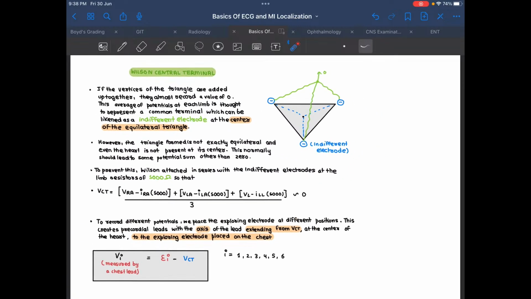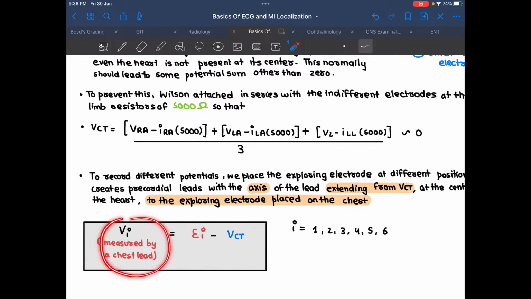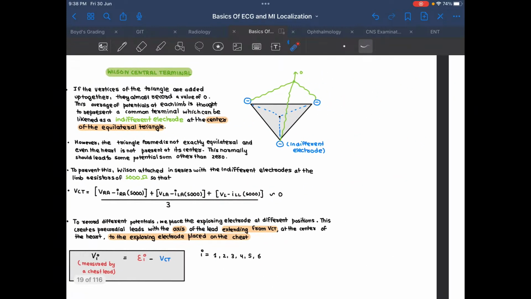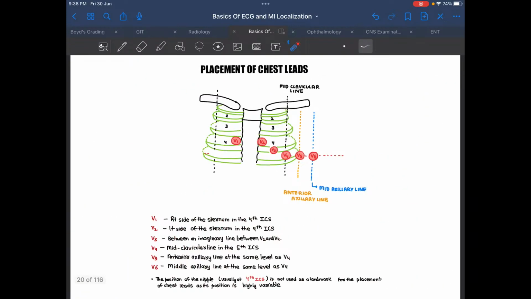ठीक है. So this is the potential that is going to be measured by your exploring electrode. What is that? कि the exploring electrode का जो EMF है minus your VCT that is lying in the center of the heart, which is almost equivalent to your 0. So that is the thing of your Wilson chest lead. तो अब हमने इससे क्या कर दिया? अगर मेरा central terminal in the center of the heart है, मैं कहीं पे भी electrode रख दूं, I'm going to record something जो कि उसकी direction में है. The indifferent electrode lies in the center. So whatever positive or negative it's moving through, that is going to be recorded by the exploring electrode.